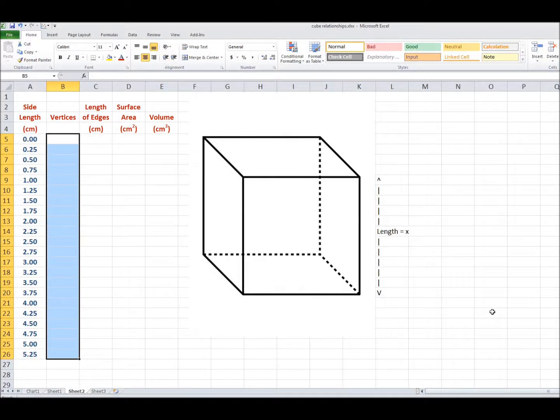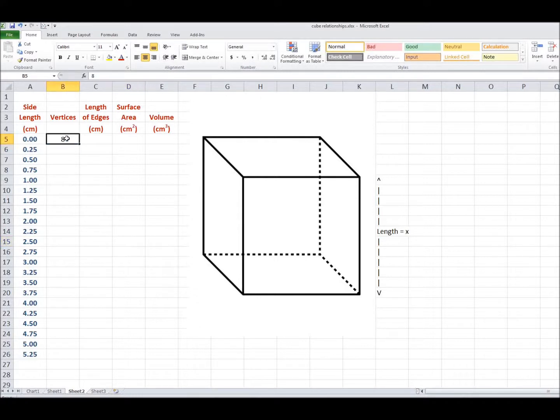In this video, I would like to show you how you can use a cube in order to demonstrate linear, quadratic, and cubic relationships. This cube has a length which we'll call x. And let's begin by looking at the number of vertices of the cube. The cube has 4 vertices on the top and 4 on the bottom for a total of 8.